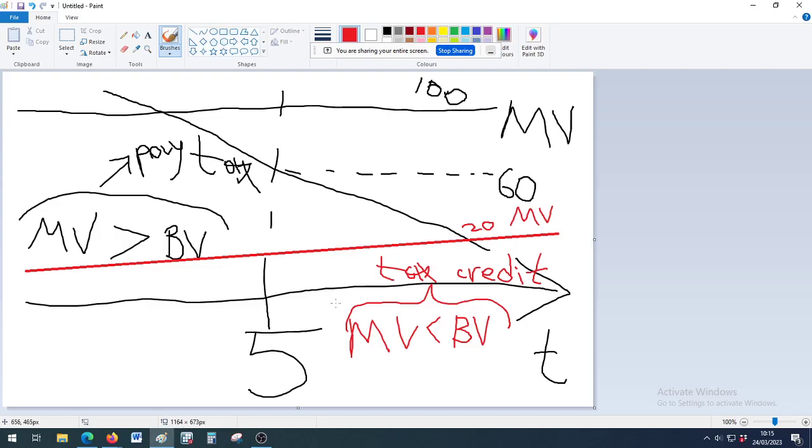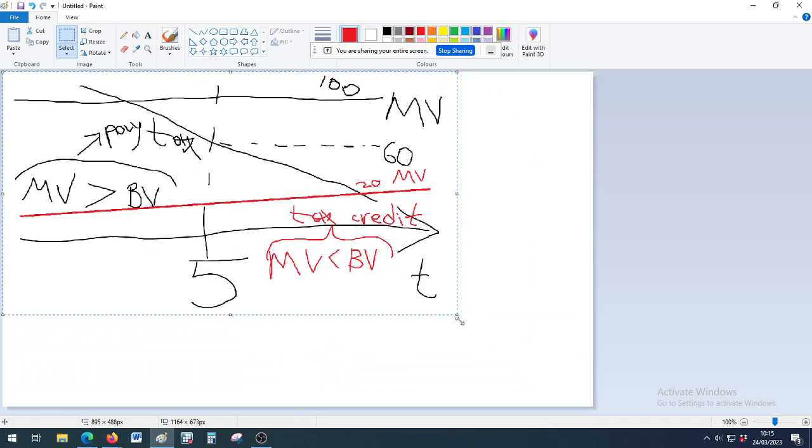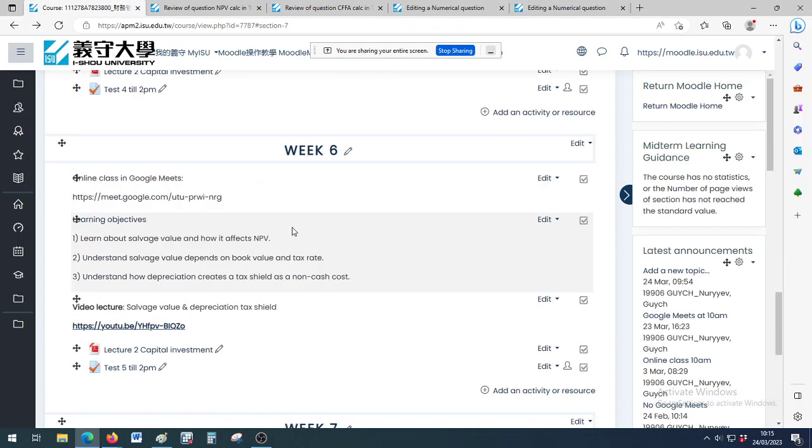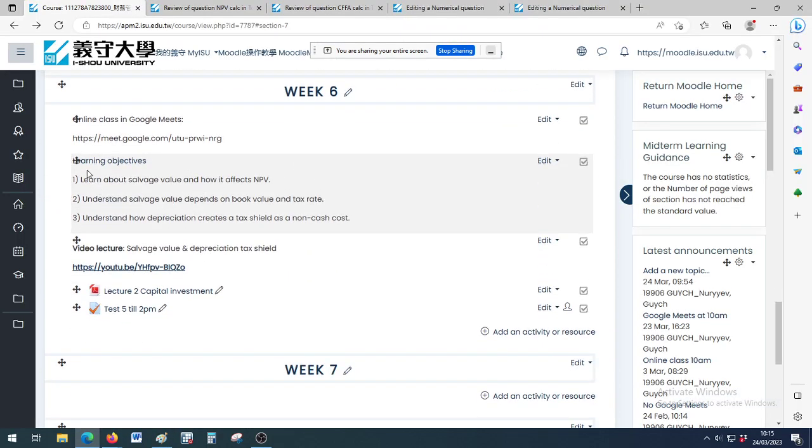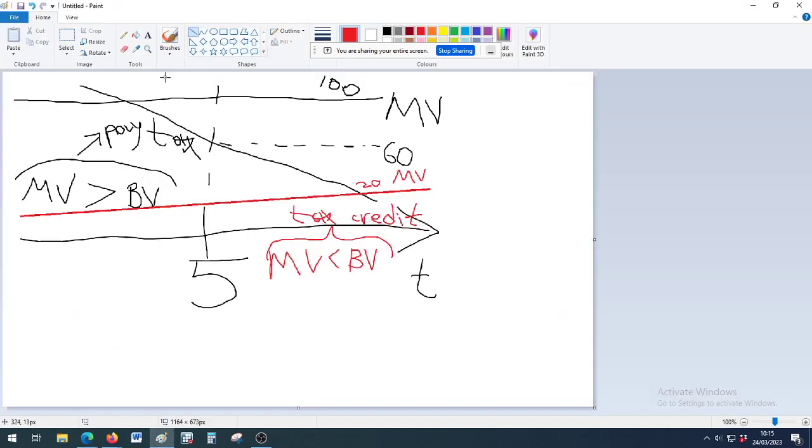So that's the main idea of salvage value. So more details in the lecture. The second subtopic for today. What was the second subtopic for today? Let me see on Moodle. It's today. Here we have your learning objectives: salvage value, and how it affects NPV. Yeah, of course, how it affects NPV.